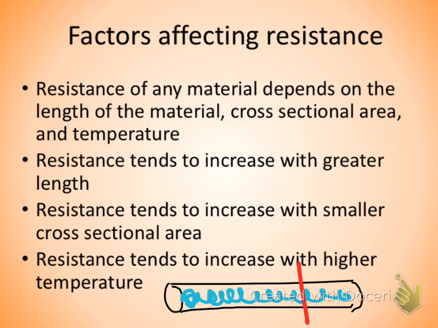Now this is an interesting one. Resistance tends to increase with temperature. So the hotter you get an ohmic material, typically the higher the resistance. And there are ways to work around this. Most circuits that you use every day have means to overcome this. But colder temperatures actually promote the flow of electrons.